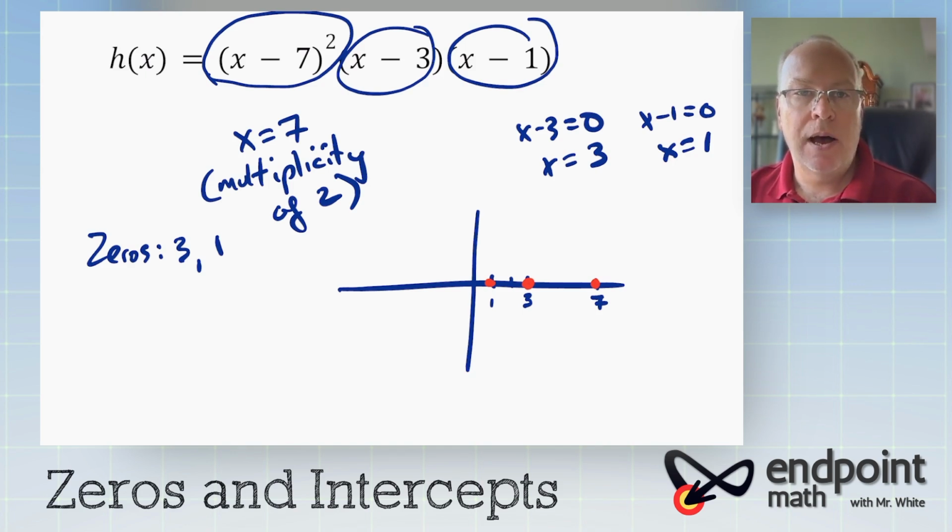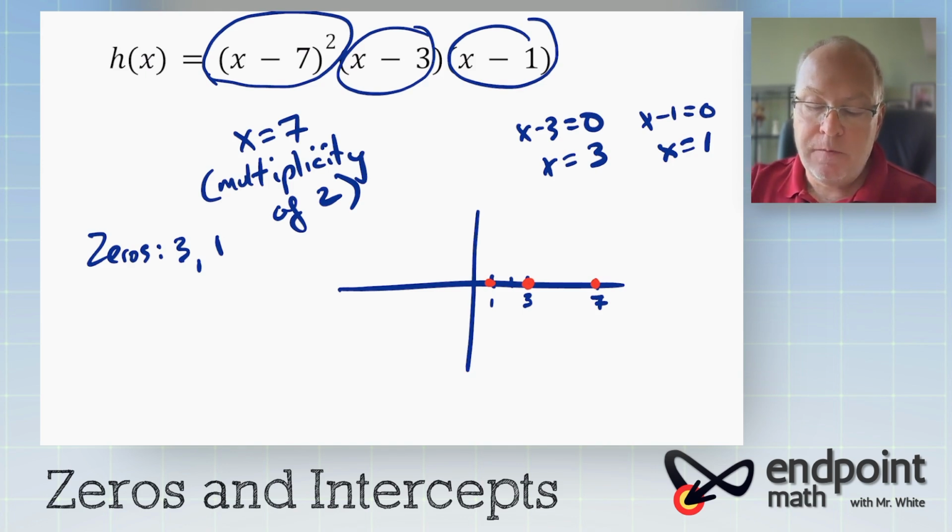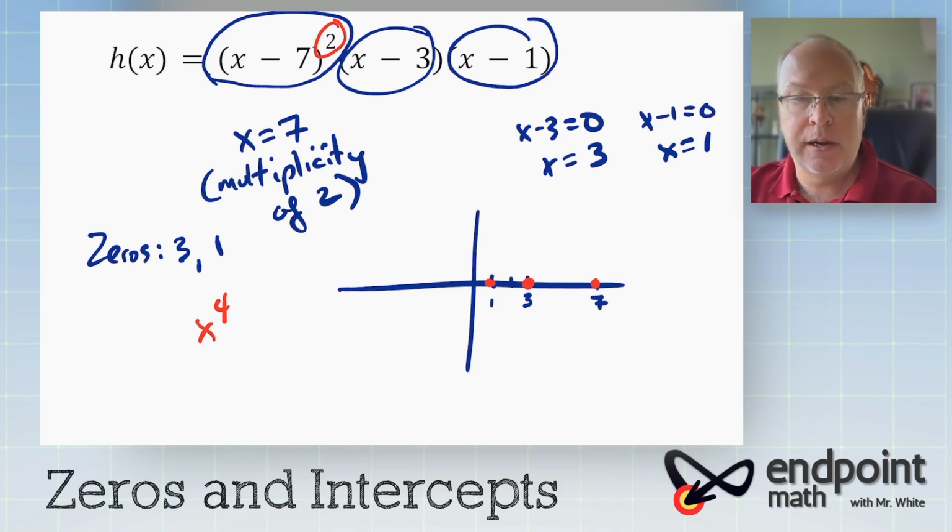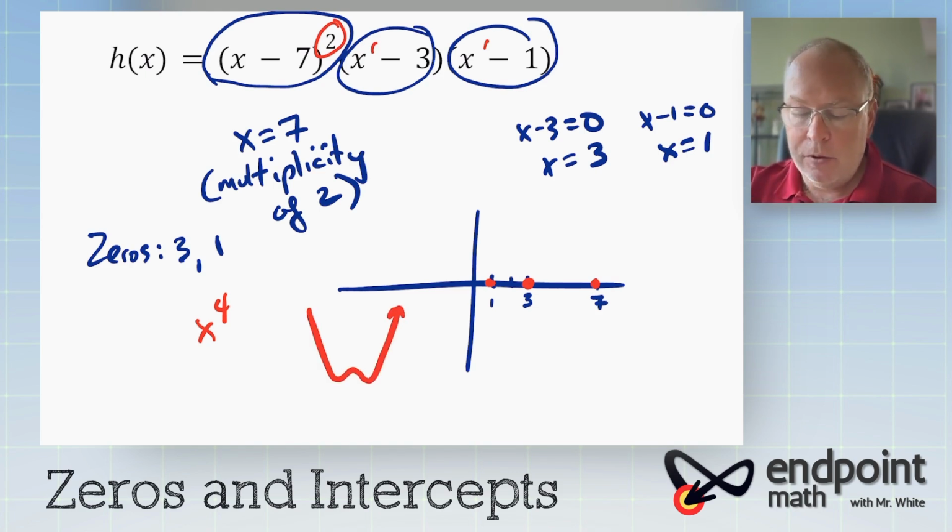So how on earth am I going to graph this? Well, this is an x to the fourth graph because we have x squared generated here, and we have an x to the first and an x to the first. So that's called a fourth degree polynomial. Fourth degree polynomials kind of look like this, almost like a tooth maybe. So some sort of W shape.